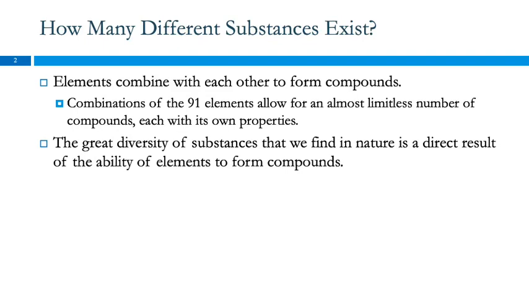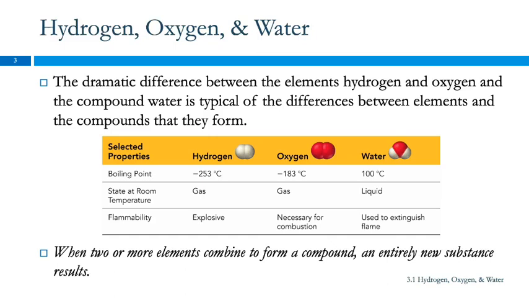And even if you just looked at the combination of two different elements, there'd be a lot of combinations possible. But then you also have the possibility of 3 or 4 or 5 elements. I mean, the possibilities are pretty impressive. The great diversity of substances that we see is a result of the ability of elements to form compounds.